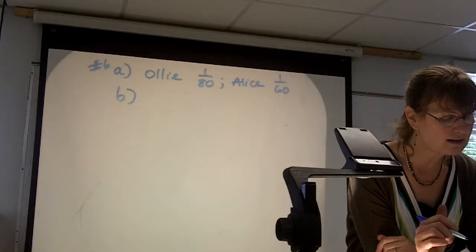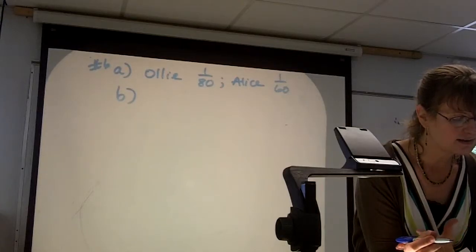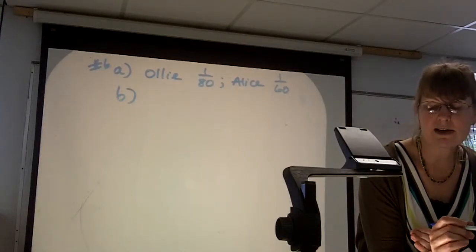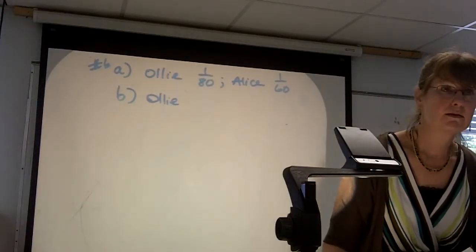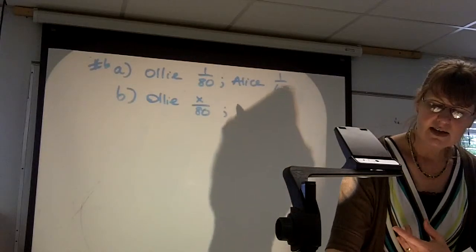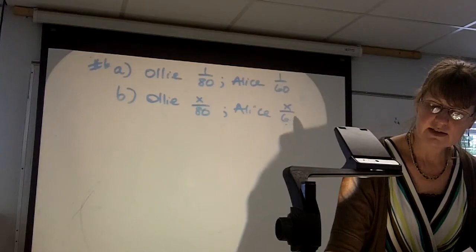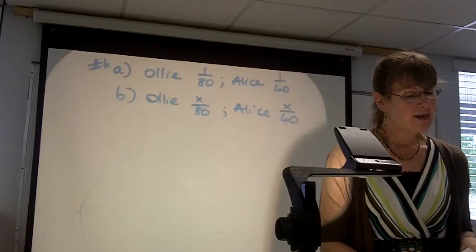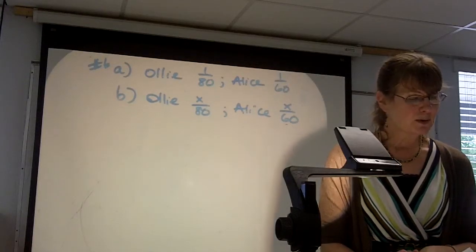All right, so for letter B, it says, suppose that X represents the number of minutes that it takes them to wax the car if they work together. So write expressions that indicate this, okay? So how much work can Ollie do in X minutes? X over 80, okay? Because we don't know how many minutes. And how about Alice? X over 60.